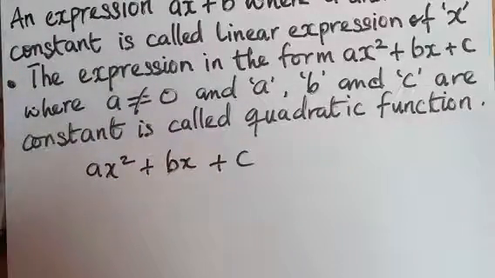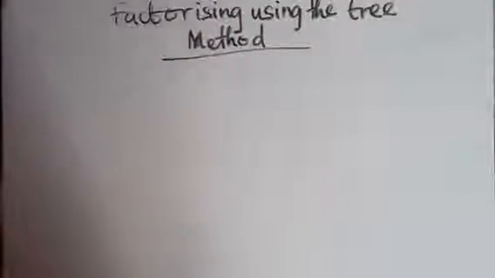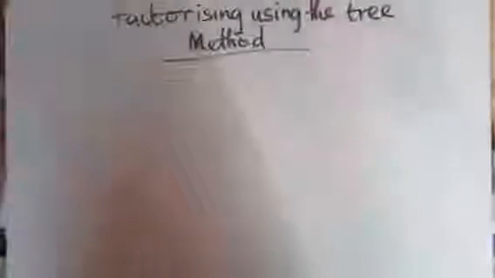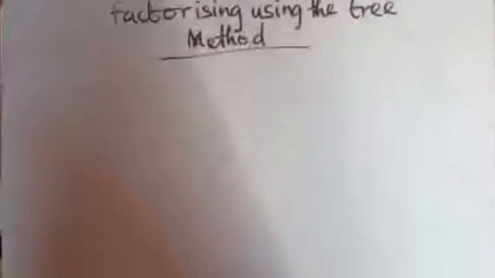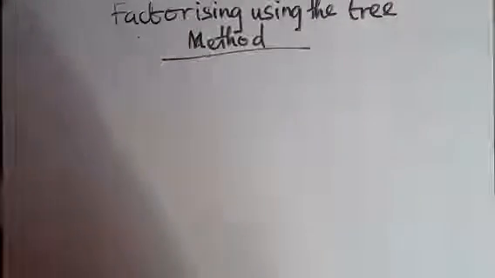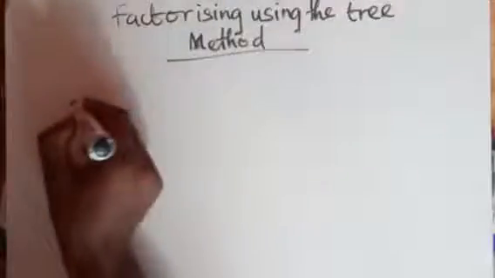The first method we are going to consider is factorization, but we have several methods of factorization. I will start by introducing what I call the tree method. So we are factorizing using the tree method. Now, how does the tree method work? We use a common tree.